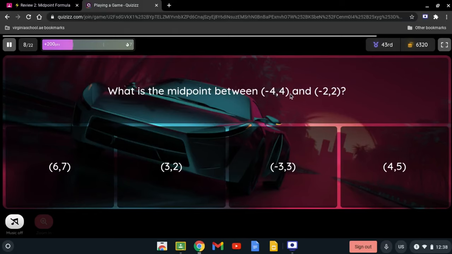And then we're going to replace y1 with 4 plus y2, which is 2. So 4 plus 2 is 6, and then 6 divided by 2 is 3. So it's going to be negative 3 and 3.